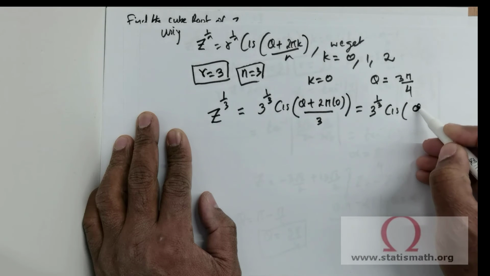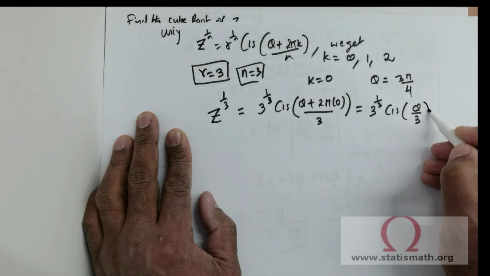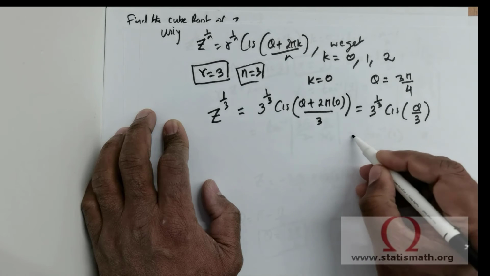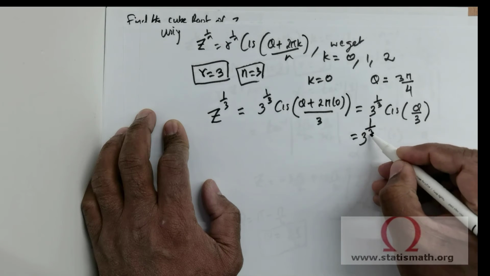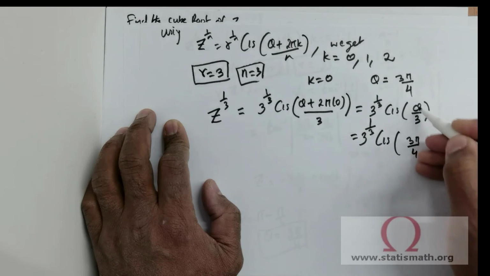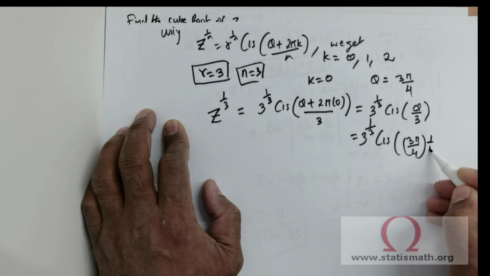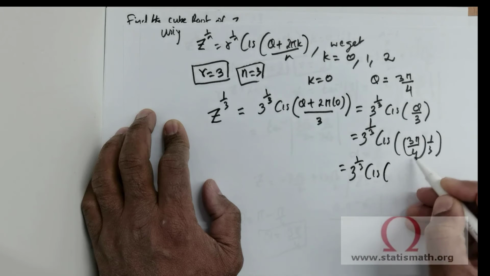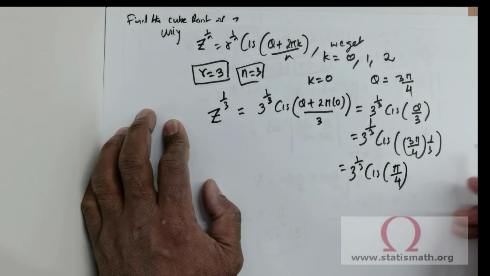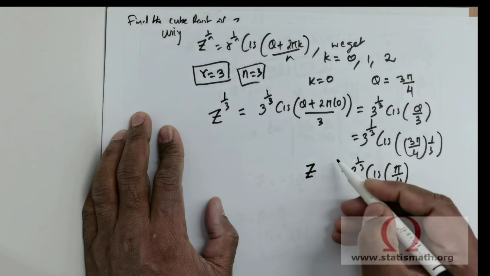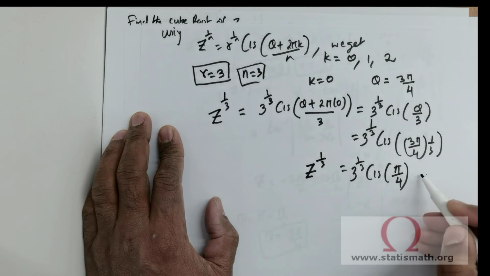So we've got theta divided by 3. And using theta as 3 pi over 4, I can rewrite this as 3 raised to the power 1 over 3 cis of 3 pi over 4 divided by 3. Okay, you got a 3 there. And that would be giving us 3 raised to the power 1 over 3 cis of pi over 4. So this is the first value for z raised to the power 1 over 3. This is the value that we are getting when k is equal to 0.